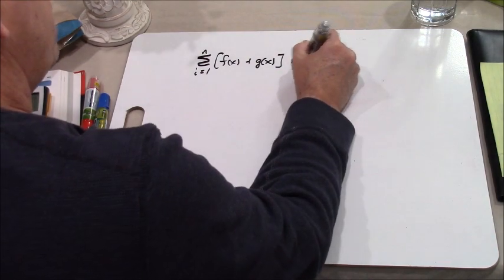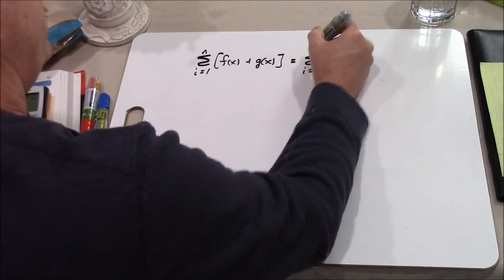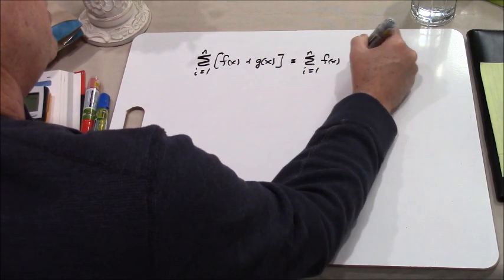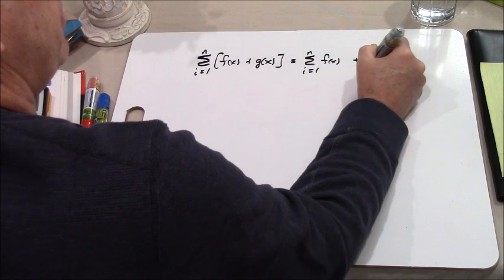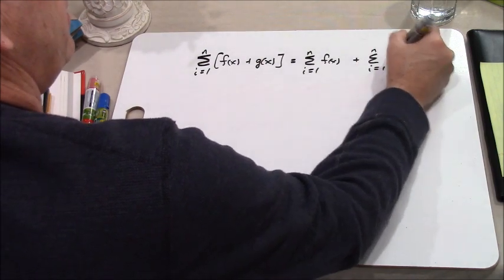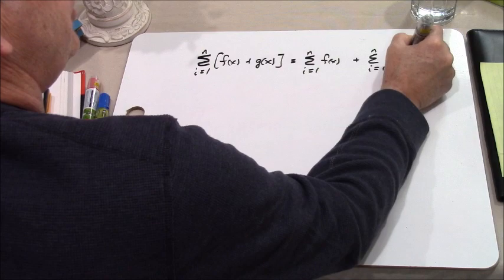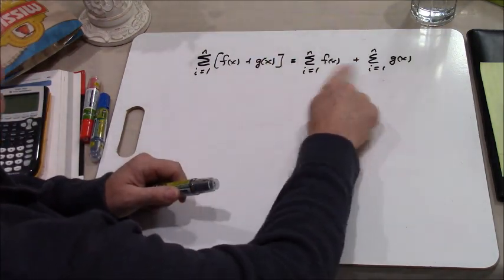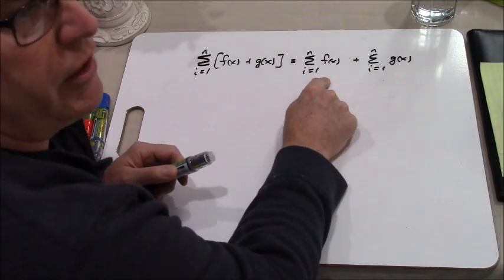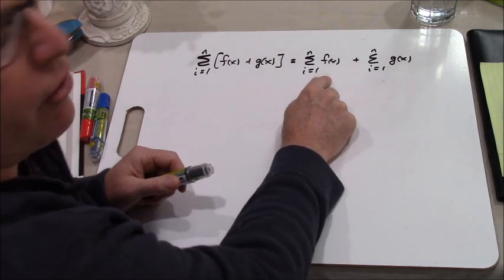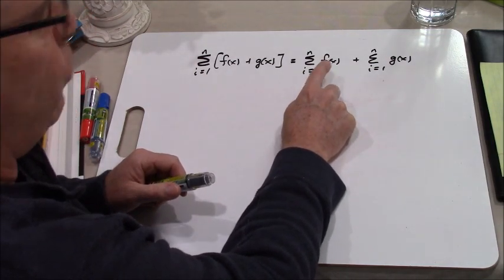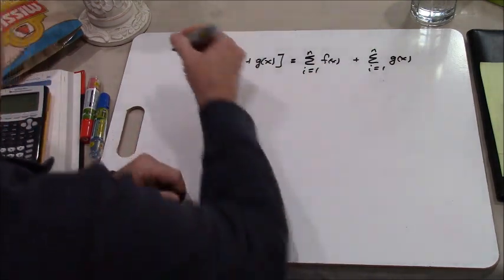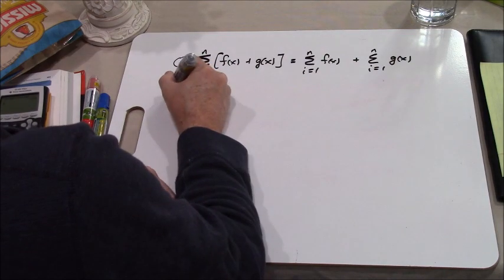So I would say this equals the summation for i equals 1 to n of f of x plus the summation for i equals 1 to n of g of x. And so I can separate into two different summations and do each one individually. That's going to be an important thing for what we do today. We're going to want to separate it into different terms. So that's rule number 1.